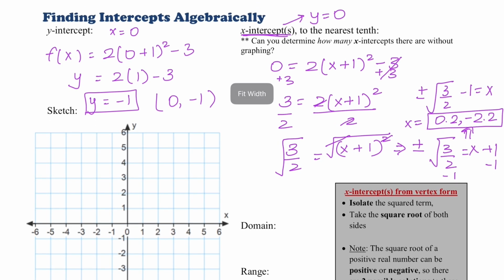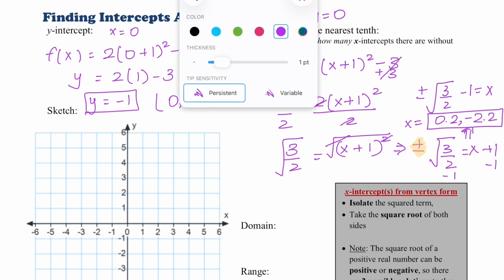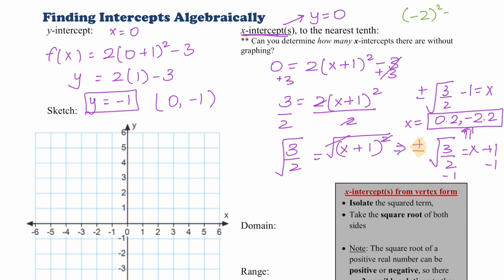Now, most of the students here forget to do plus and minus. We talked about this when we did geometric series. Whenever you do square root, it's plus and minus, because if you look at negative 2 whole squared, that's positive 4. 2 squared is positive 4 as well. So we have both negative and positive.